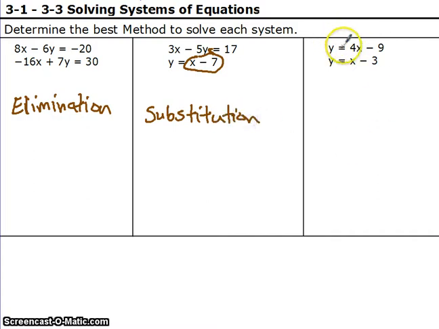All right, last one, they're both in y equals form. That's super easy to graph. You plot your y-intercept, you do your rise over run, figure out where they intersect. So I would use graphing on this one.